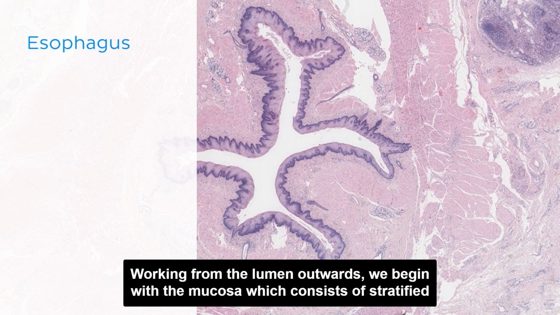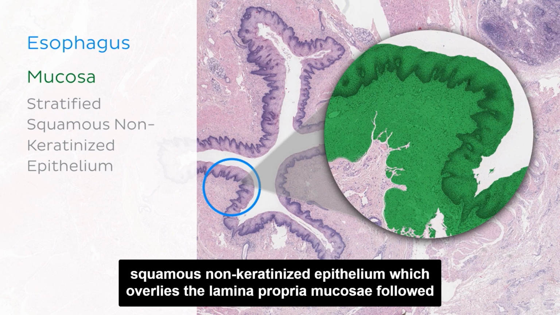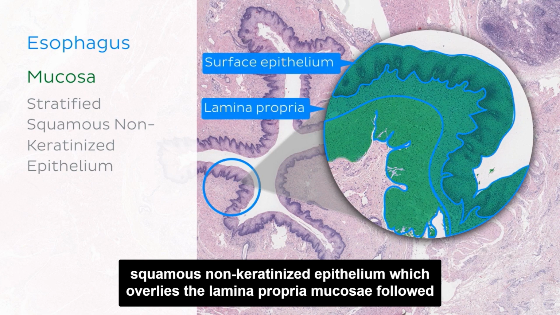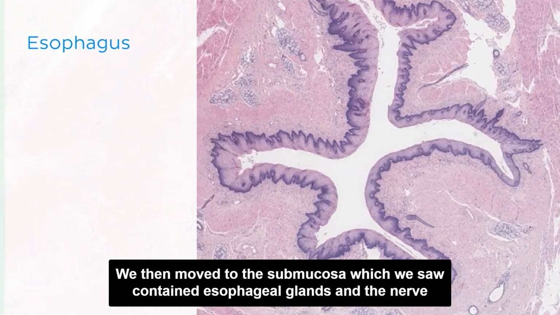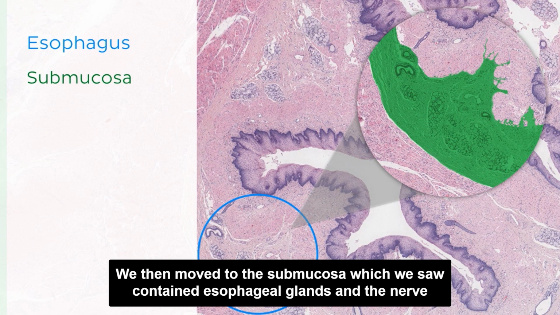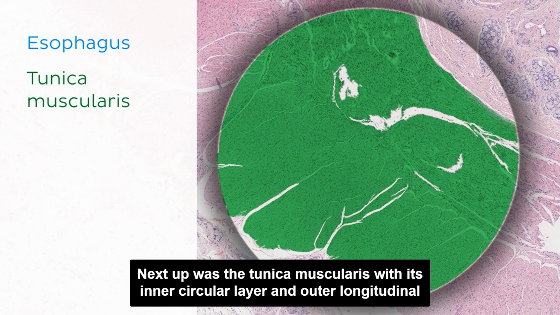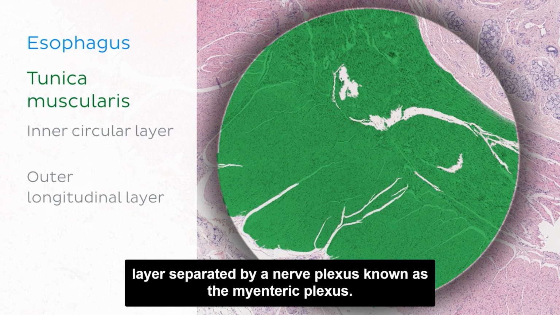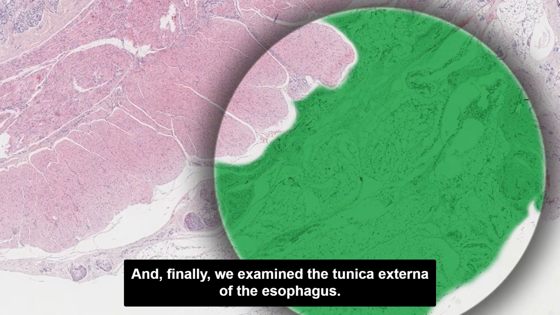Working from the lumen outwards, we begin with the mucosa, which consists of stratified squamous non-keratinized epithelium, which overlies the lamina propria mucosae, followed by the lamina muscularis mucosae. We then moved to the submucosa, which we saw contained esophageal glands and a nerve plexus aptly known as the submucosal plexus. Next up was the tunica muscularis with its inner circular layer and outer longitudinal layer, separated by a nerve plexus known as the myenteric plexus. And finally, we examined the tunica externa of the esophagus.